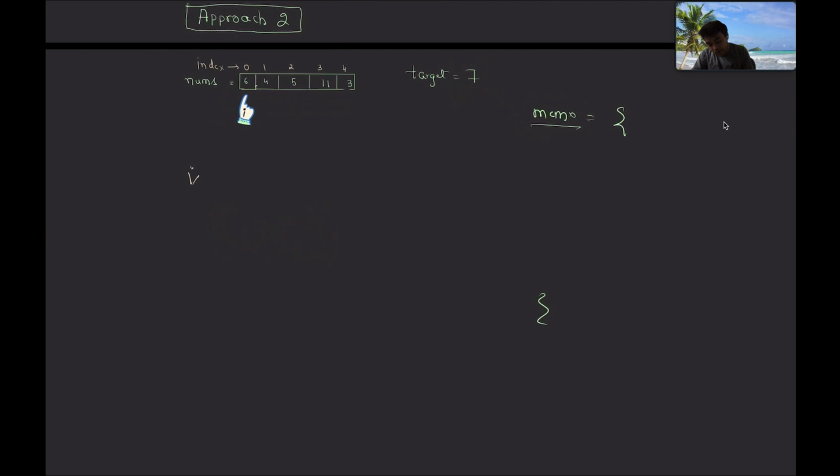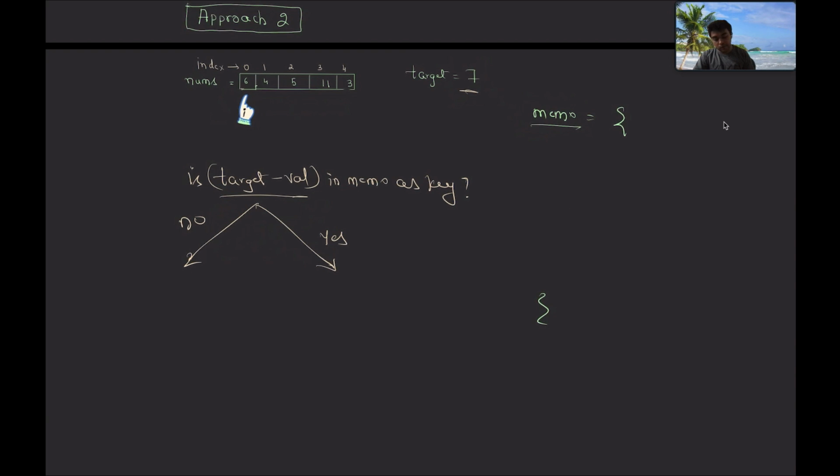We check if target minus value is in memo as key. So we are checking if the target minus the value which I is pointing to, 6 in this case to begin with, is in the memo. So we don't have that in the memo. So we either will have it or we don't. In this case, we don't.